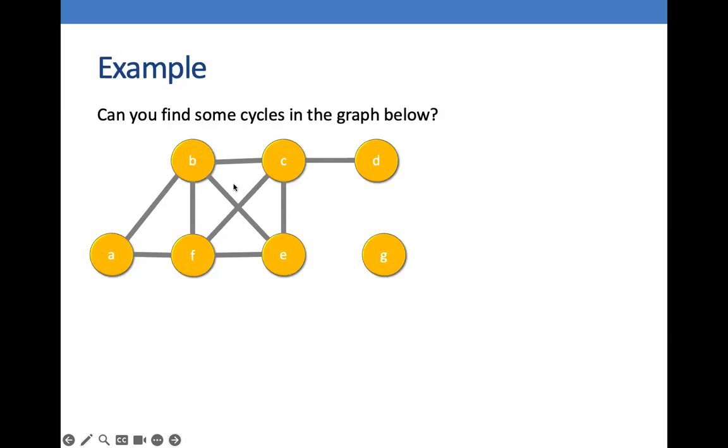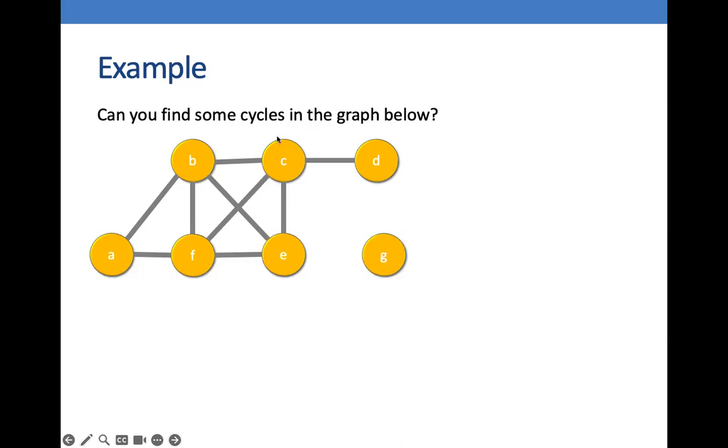Okay? So now let's have an example here. We have a graph composed of vertices A, B, C, D, G, E, and then F. Can you find some cycles in this graph? Is there a cycle between D and G? Well, no, because G is an isolated vertex, right? It's not connected to any of the rest of the graph.